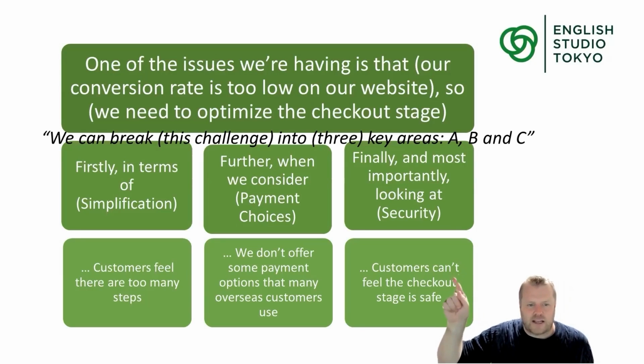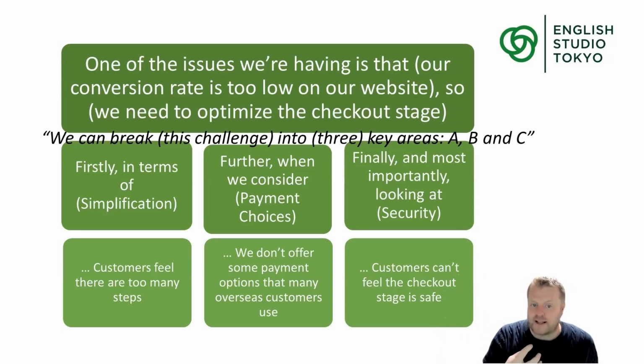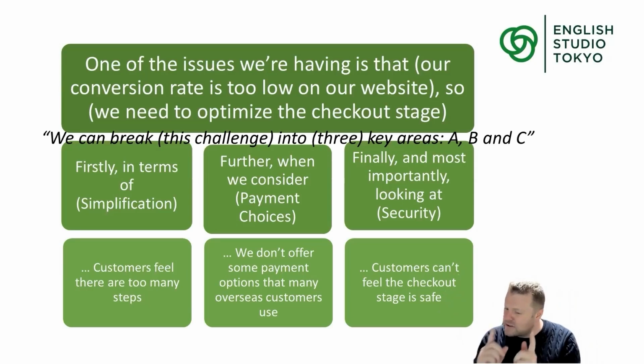One of the issues we're having is that our conversion rate is too low. So we need to optimize the checkout stage. We can break this challenge into three key areas: simplification, payment choices, and security. Firstly, in terms of simplification, customers feel there are too many steps. Further, when we consider the payment choices, we don't offer some payment options that many overseas customers use. Finally, and most importantly, looking at security, customers can't feel the checkout stage is safe.